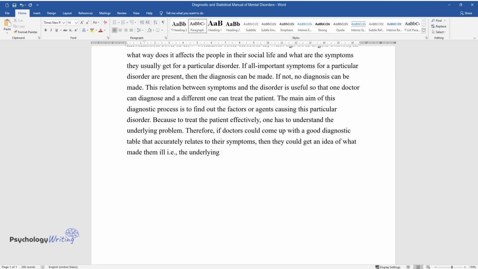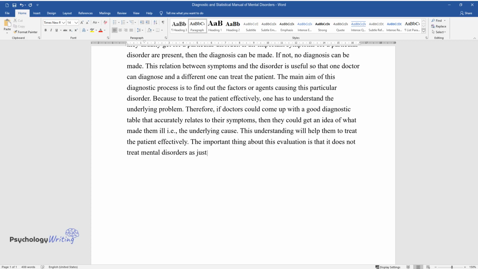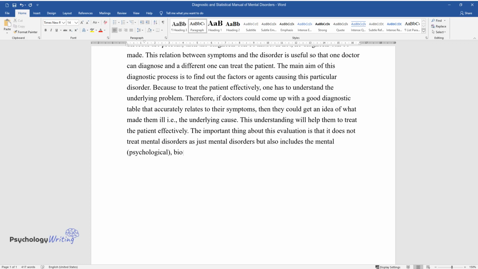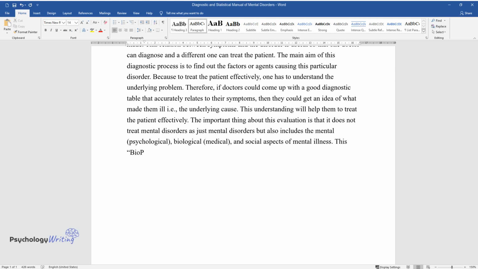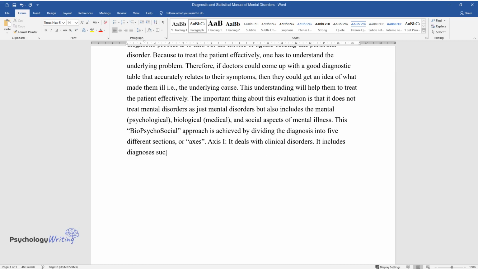The important thing about this evaluation is that it does not treat mental disorders as just mental disorders, but also includes the mental, psychological, biological, medical, and social aspects of mental illness. This biopsychosocial approach is achieved by dividing the diagnosis into five different sections, or axes. Axis I deals with clinical disorders. It includes diagnoses such as depression, anxiety, schizophrenia, drug addiction, etc.